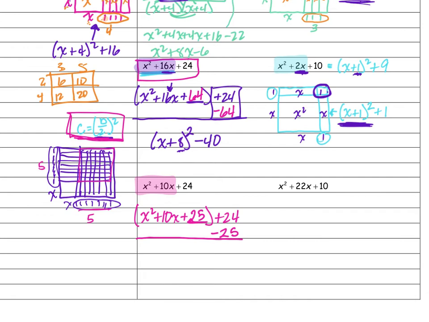So then this right here is my square, and it becomes x plus 5 squared, and then 24 minus 25. Negative 1. Okay. I want you guys to try this one. I'm going to pause. So, algebraically, right? Because I'm sorry, I'm not drawing 11 lines.